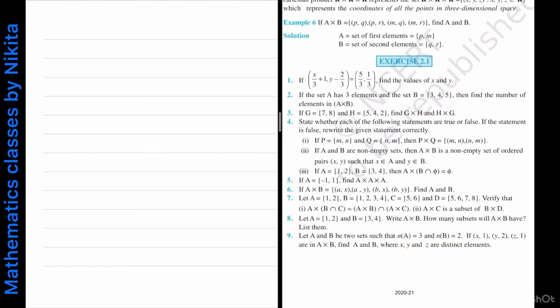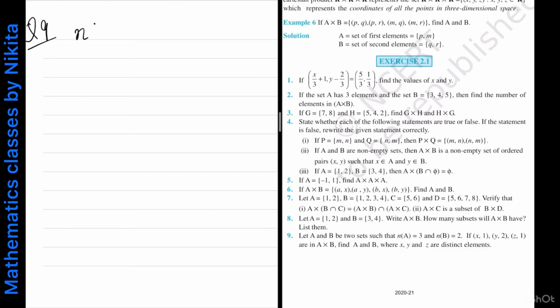If (x, 1), (y, 2), (z, 1) are in A cross B, you have to find A and B where x, y and z are distinct elements. Very important, where x, y and z are distinct elements. What is given to you?